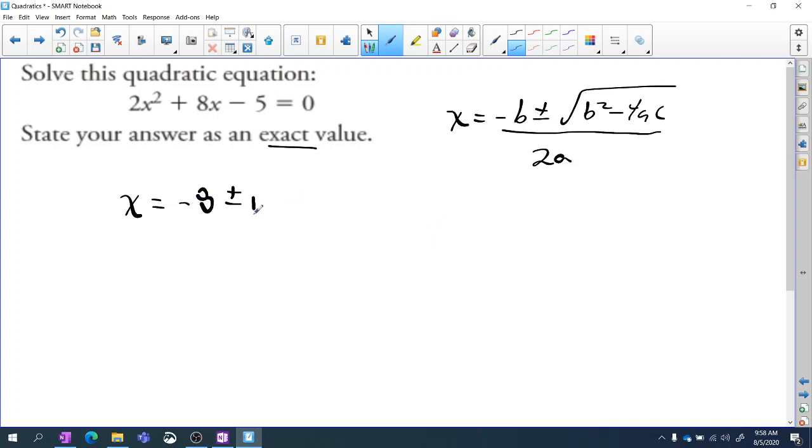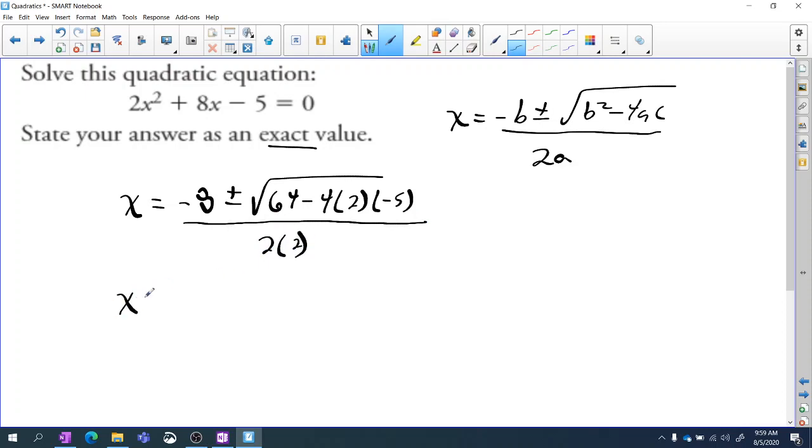So there's negative b plus or minus square root. So b is a positive 8. I'm just going to kind of square it as I go. So there's b squared. Subtract 4 multiplied by a multiplied by c. All of this gets divided by twice the value of a. Now we just tidy this up. We got negative 8 plus or minus square root. So this is 64. That's a negative, so that's going to become plus 40. 64 and 40 is 104. Divided by 2 times 2 is 4.